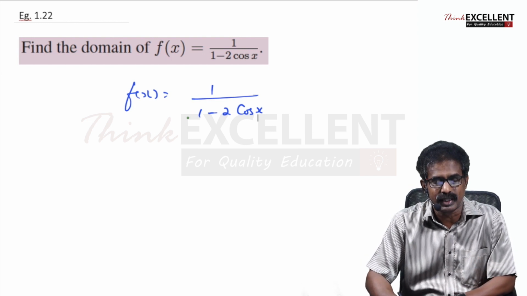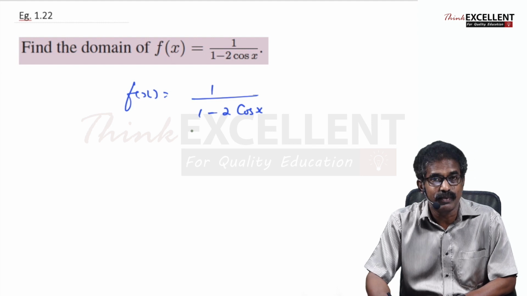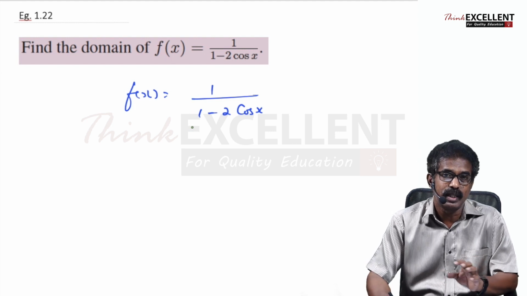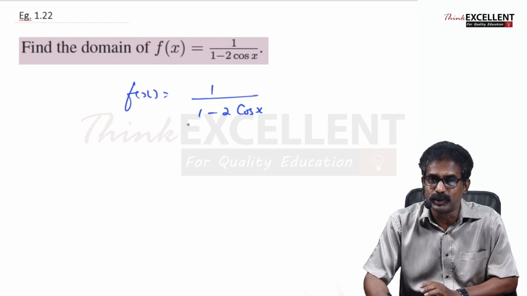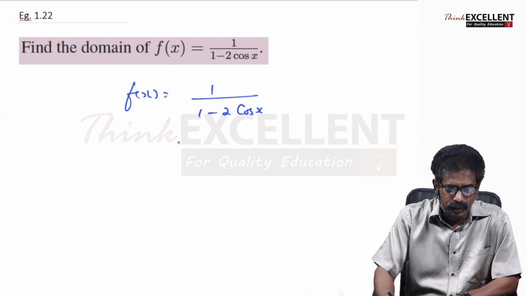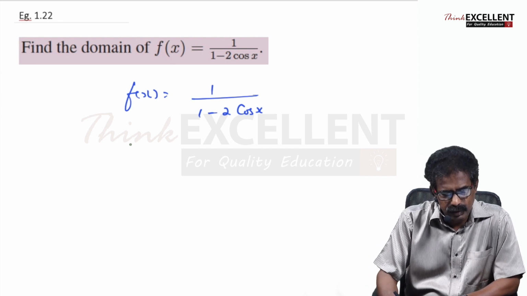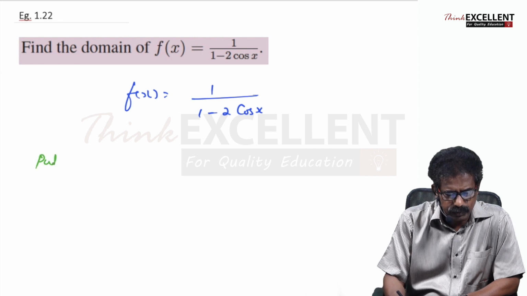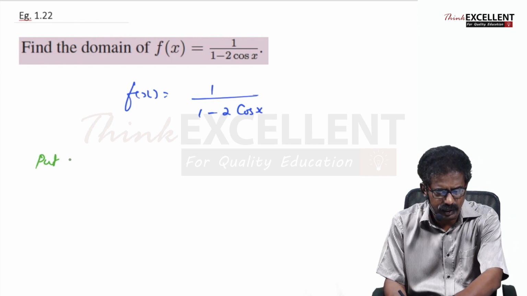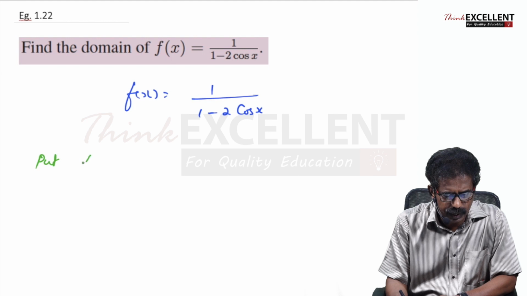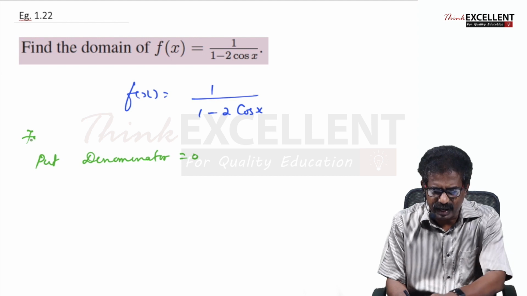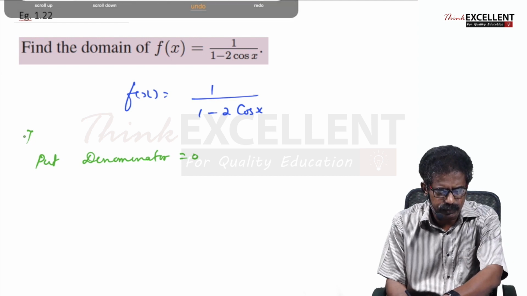Yes, we did some questions, right? So now let us see. These are very important questions. These types of questions, they will ask for domain and range. You can expect a question, so prepare this one well. So here, now you put the denominator equal to 0 to find the excluded values.